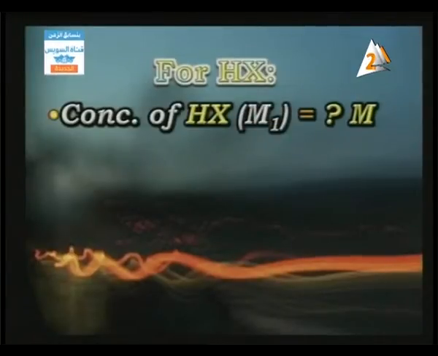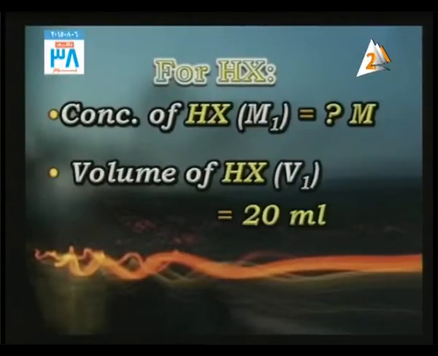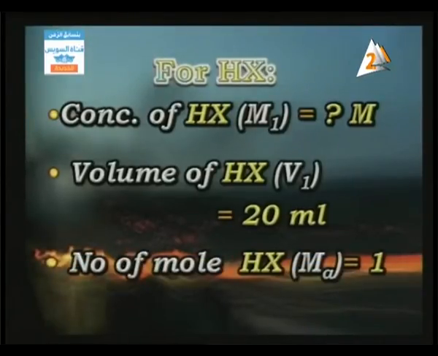And after that we have, for HX, the concentration of HX, molarity number 1, equals how many molars? No molars now. You must do these steps. You can say volume of HX V1. It's good. We have M1 V1. This is not all. Also, you can say V1 here is 20 milliliter. What else? You can say the number of moles for HX, MA, it means molarity for the acid, equals directly 1. Is this the whole answer? Sure not. Where is the other?